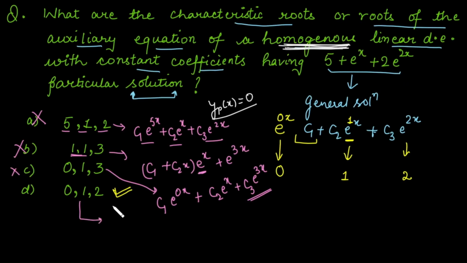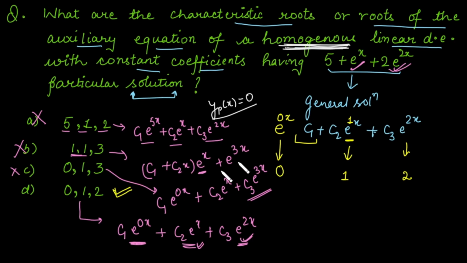For this case, what is the general solution? This can be written as C1 e raised to power 0x plus C2 e raised to power x plus C3 e raised to power 2x. So check whether we are getting a similar form over here. Yes, e raised to power x, e raised to power 2x, e raised to power 0x is constant, and yes, the next term is a constant. It means only D option is correct.